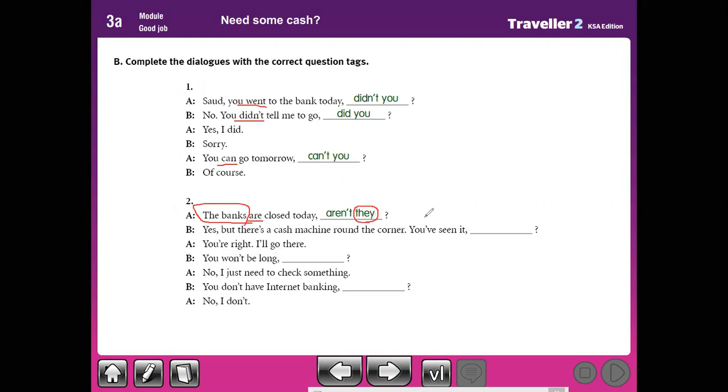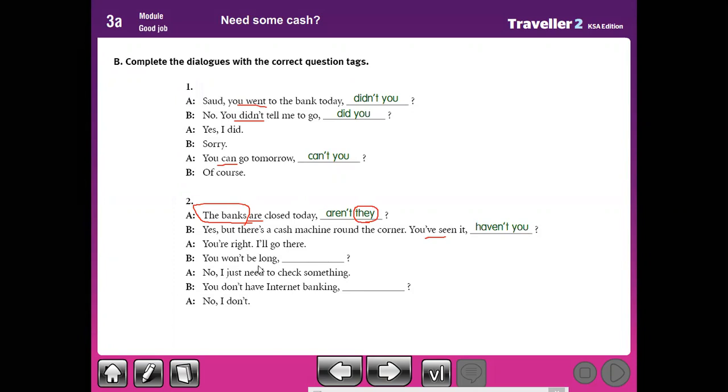Okay, number 5, you've seen it. Here an auxiliary verb, have. This is the contraction of have, apostrophe ve. So there is an auxiliary verb, so we use have, changed into haven't, excellent, and you as it, the subject personal pronoun as it.